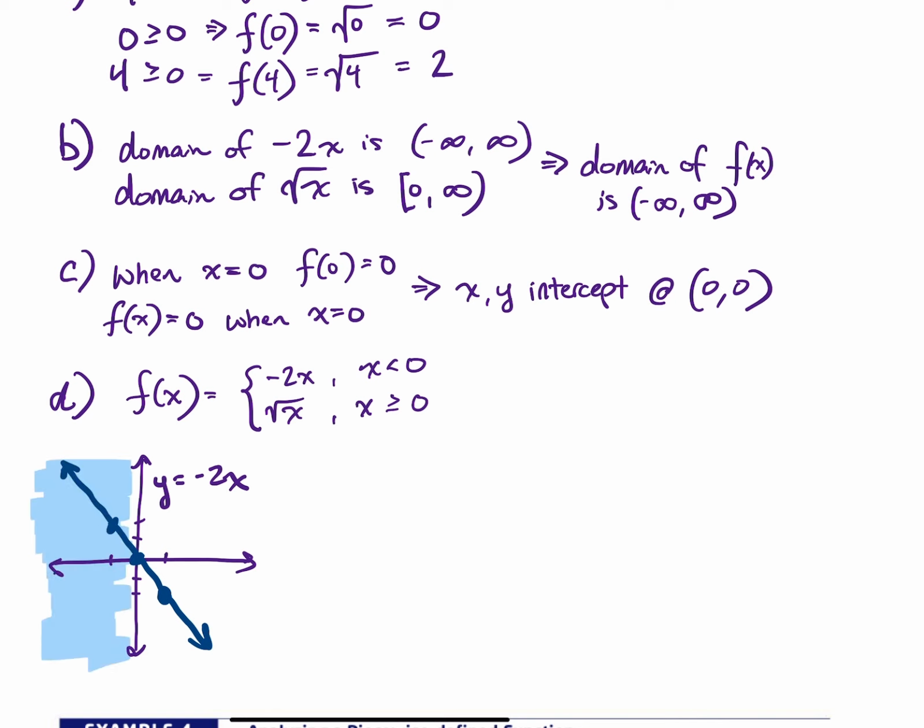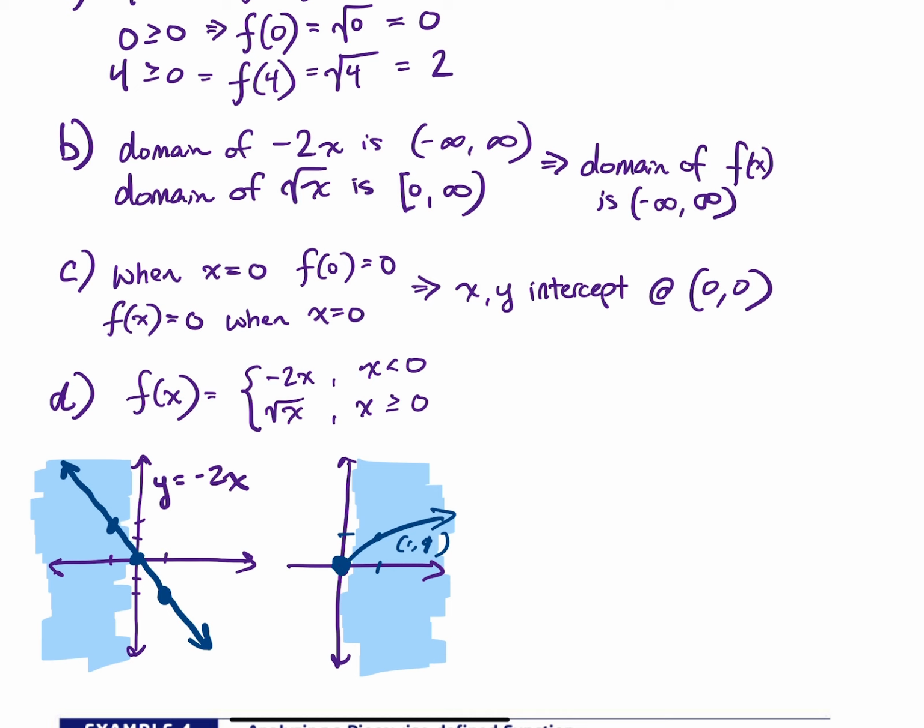And then for the square root of x, we graphed that earlier. We know that it starts at the origin and then is like a projectile out from there. So you can imagine the point 1, 1. And for this one, we're looking at everything greater than or equal to 0. So just the right side. So the graph of our piecewise function, we're kind of cutting and pasting these two behaviors together. We just want to choose the left side of negative 2x and the right side of square root of x.